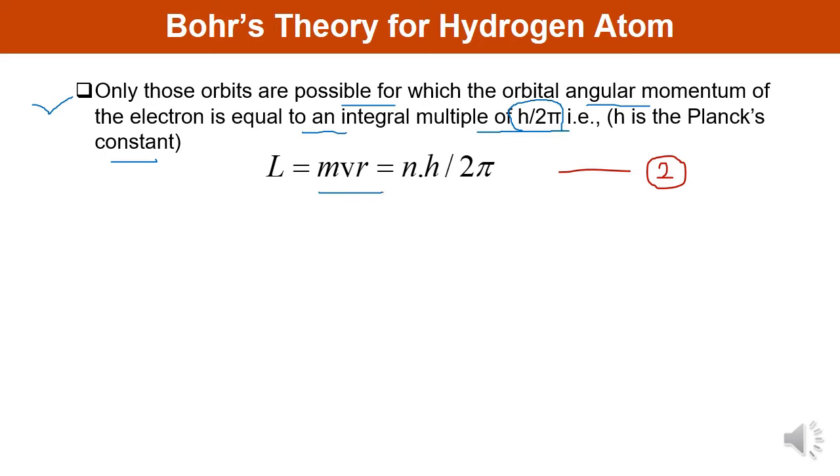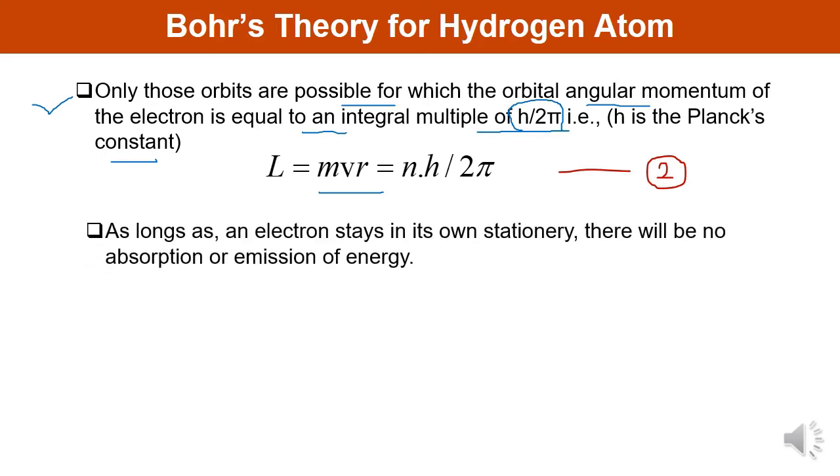This is for those orbits where the angular momentum of the electron, this is the angular momentum, is equal to the integral multiple of h upon 2 pi. n defines the number of the orbit. It may be 1, 2, 3, 4.